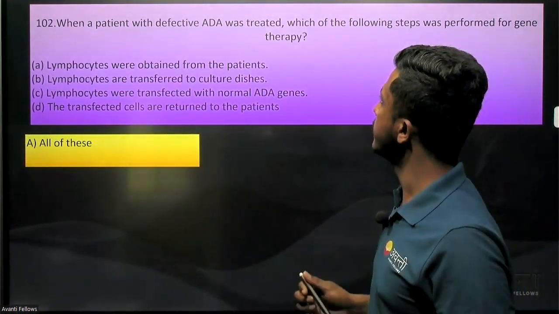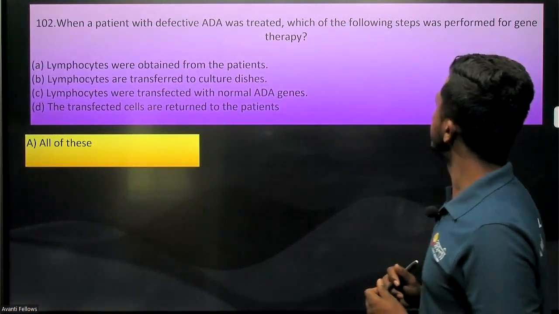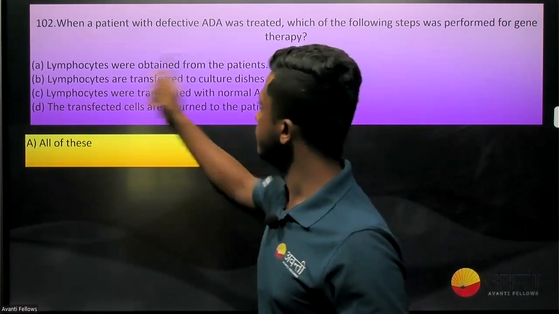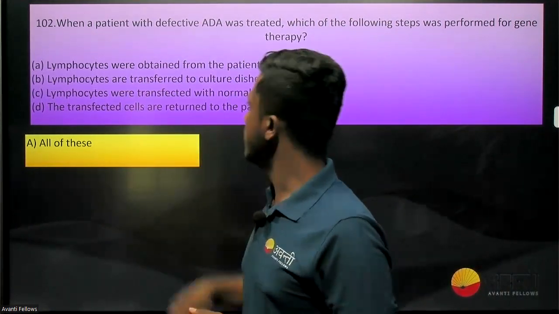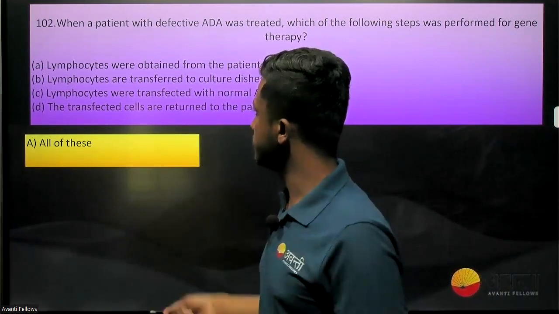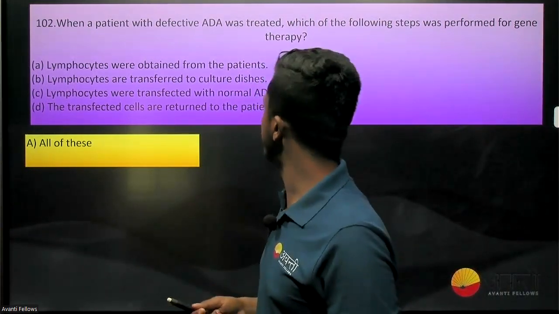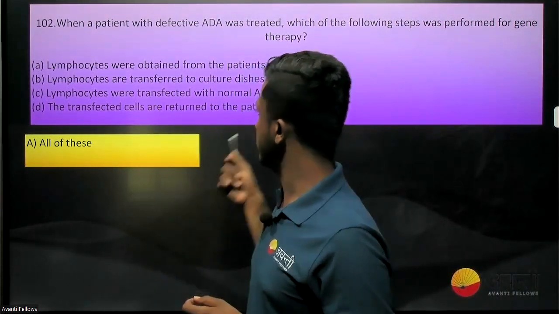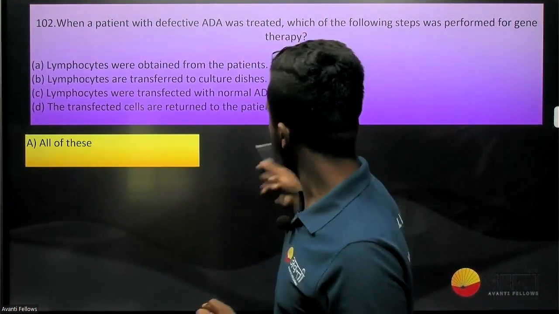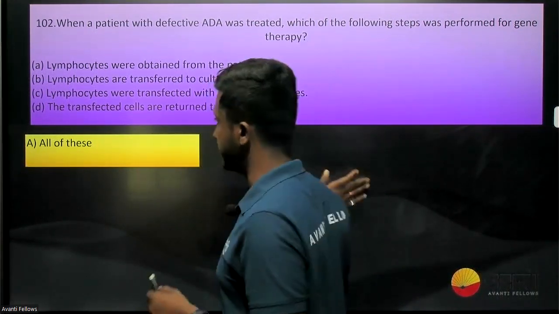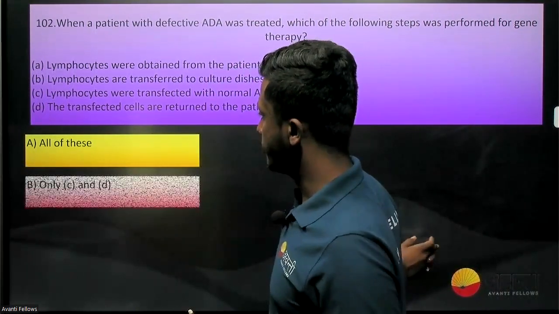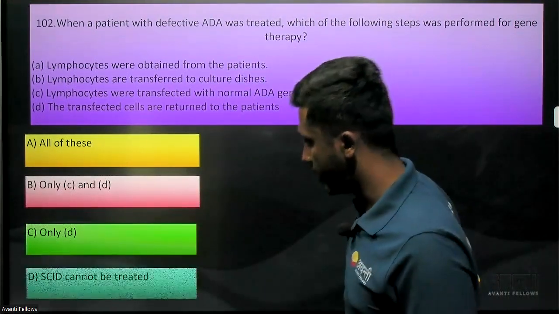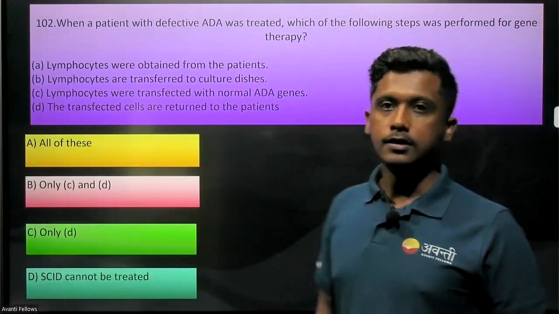When a patient with a defective ADA was treated, which of the following steps were performed for the gene therapy? Our statements are: lymphocytes were obtained from the patients, lymphocytes are transferred to the culture tissues, lymphocytes were transfected with a normal ADA gene, and the transfected cells were returned to the patients. The first option is all of these, the second option is only C and D, the third option is only D, and the fourth option is SCID cannot be treated. So let us look at this question.